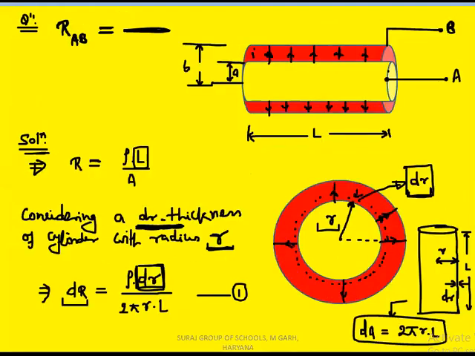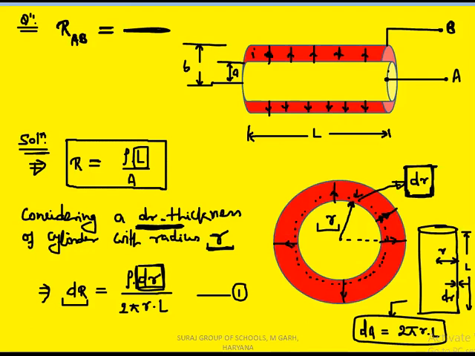In the same structure, if they are asking for the equivalent resistance across the inner surface and outer surface of this concentric cylinder, again the radii are given as small a and small b. For writing the equivalent resistance, we know the formula. We will keep on writing it every time: R equals rho L by A. Now consider a thickness dr at a radius of small r.